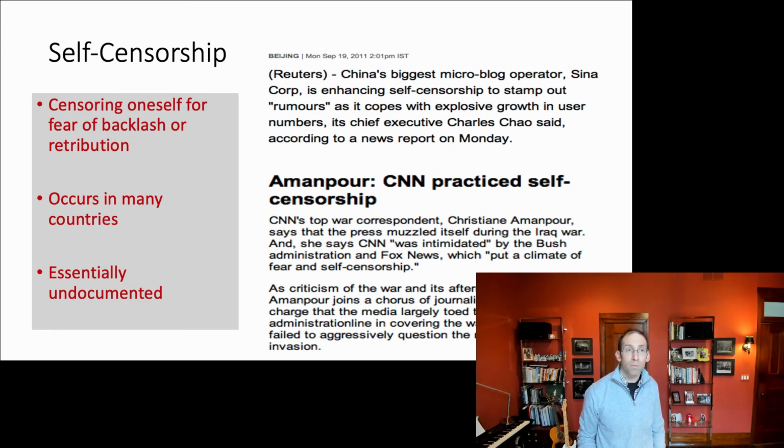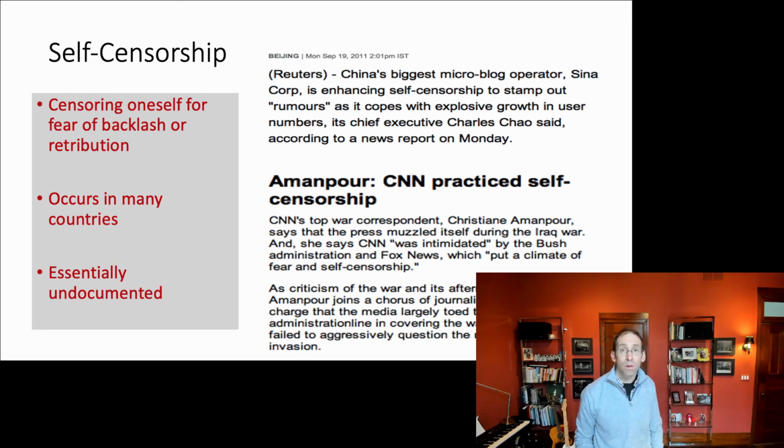Self-censorship is the process by which someone who might say or publish something decides not to do so, usually out of fear of reprisal. This occurs in many countries, including in the United States. As you can see here, a particular war correspondent decided not to report on certain aspects of the Iraq War here in the United States.